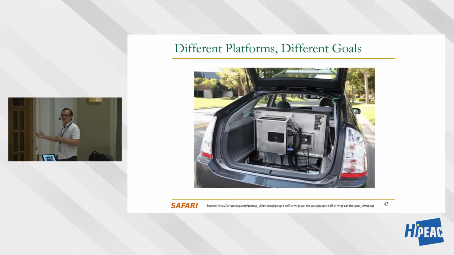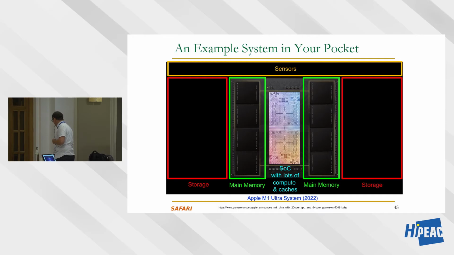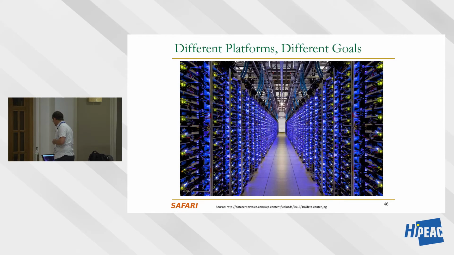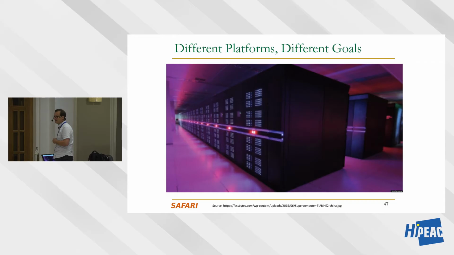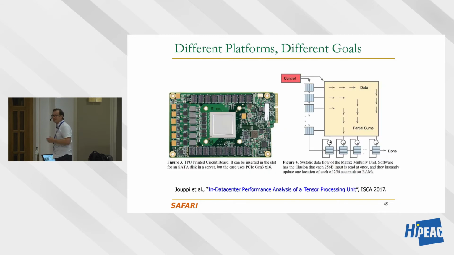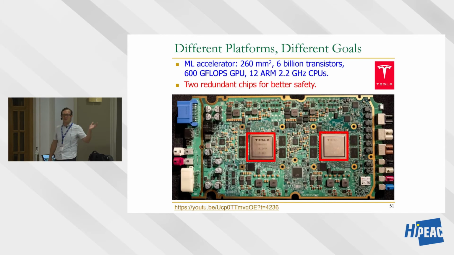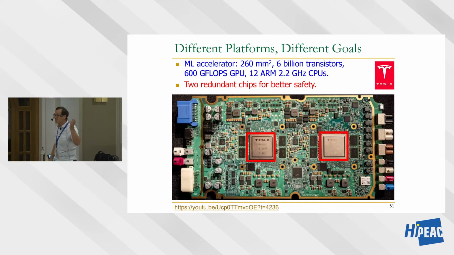Okay, this is a real self-driving car a long time ago, maybe 15 years ago. You can see the computing infrastructure in the back. Genome analysis, we're going to talk about. This is an example system in your pocket. This is a data center, which looks similar to the supercomputer, although they're very different in terms of what they optimize for. This is another supercomputer, one of the fastest. This is a machine learning accelerator, an example. Another example, I cannot keep up with these machine learning accelerators, so I'm going to leave it there. This is another machine learning accelerator designed for a specific purpose, for self-driving.